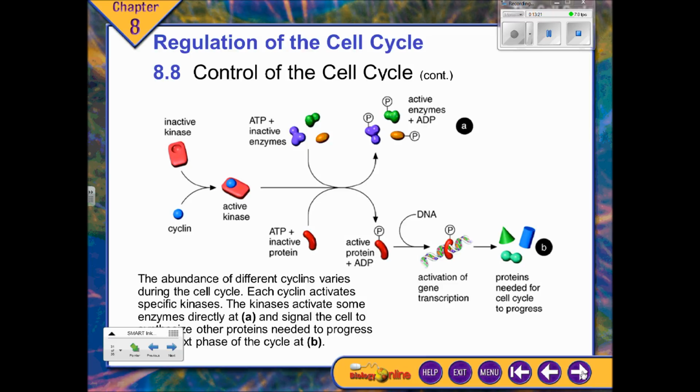So the cell has to have some signal, and it could be external, just touching another cell, but some sort of signal that says, hey, I need to divide. And then that increases the cyclin production, and the cyclin then gets all the other things to start happening, like getting the DNA to copy itself.